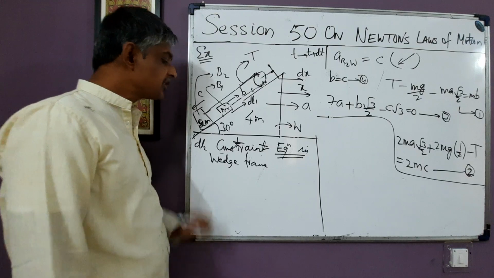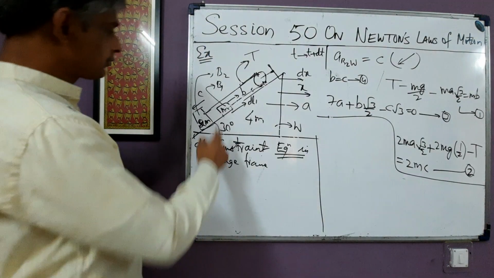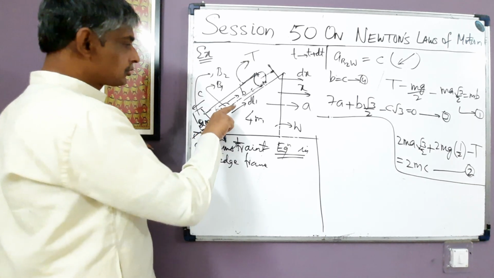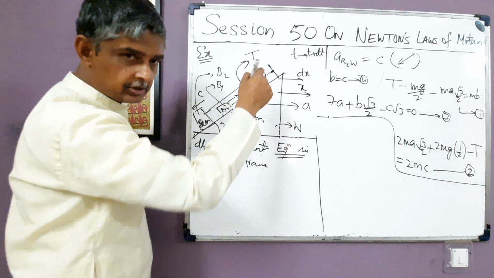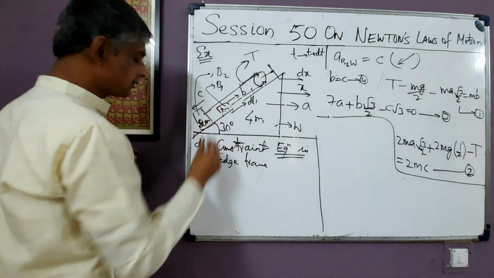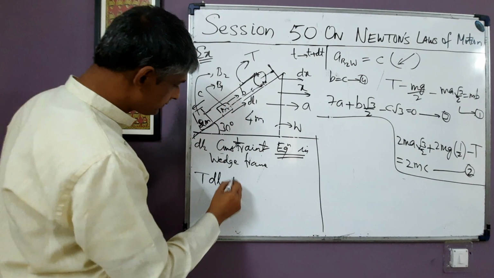Now we are working on the constraint equation in the wedge frame, so all displacements have to be taken with respect to the wedge frame. First, we start from here. So T acts in this way, and the displacement of M with respect to the wedge is dl1 in the same direction. So what is the work done by T on this? T dl1 cos 0 degrees, and cos 0 degrees becomes 1.